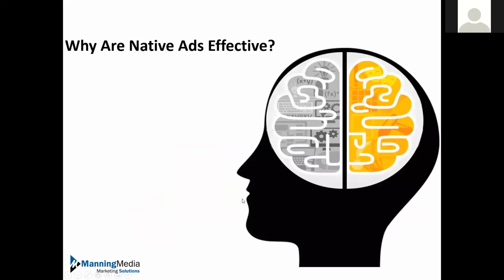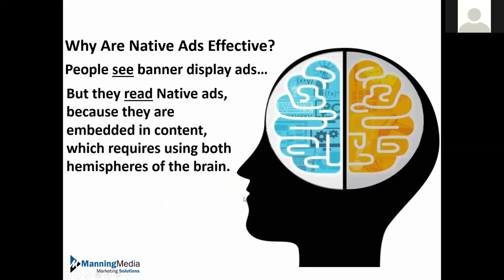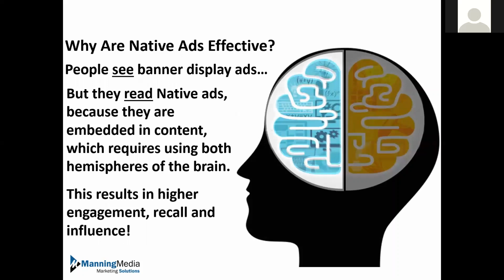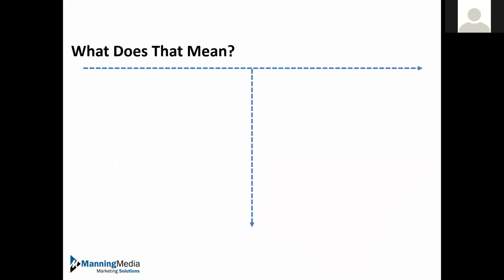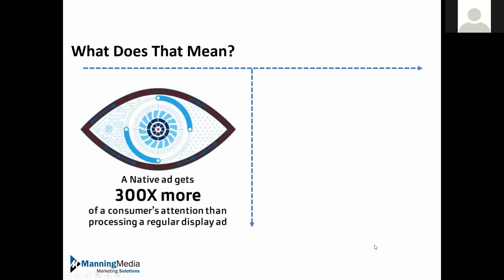So what makes a native ad more effective? Well, people can see banner ads, but they actually are reading native ads because they're embedded in the content. And that requires them using both sides of the brain. This is going to result in higher engagement and recall and influence. So what does all that mean? Well, a native ad is going to get 300 times more of a consumer's attention and processing than a regular banner display ad.